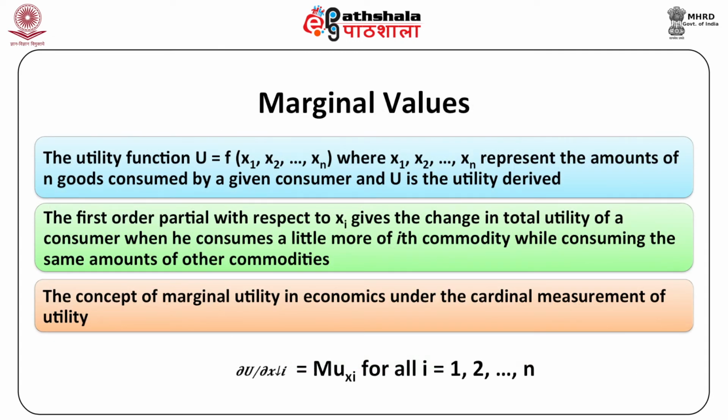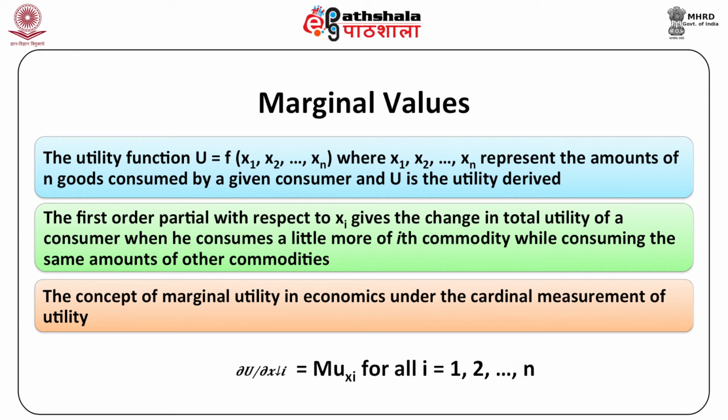Consider the utility function u = f(x1, x2, ..., xn), where x1, x2, ..., xn represent the amount of goods consumed by a given consumer, and u is the utility derived. The first order partial with respect to xi gives the change in total utility of a consumer when he consumes a little more of this commodity while consuming the same amounts of other commodities. This is the concept of marginal utility in economics under the cardinal measurement of utility.